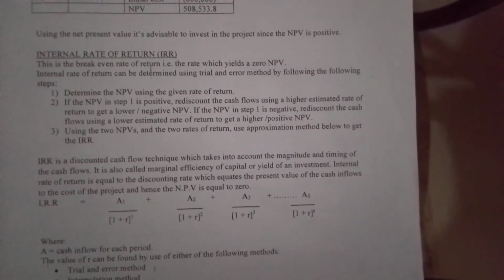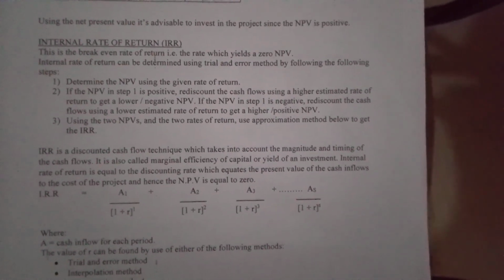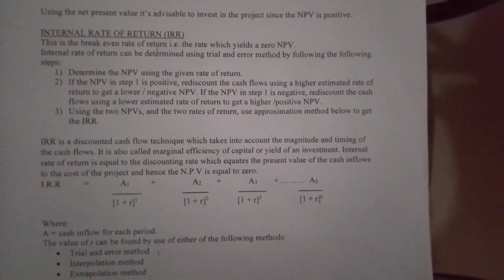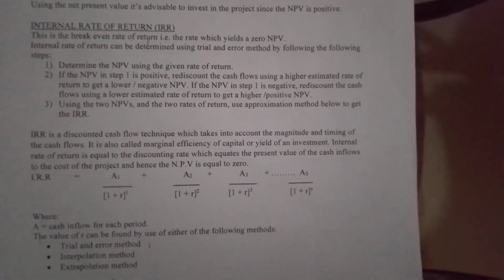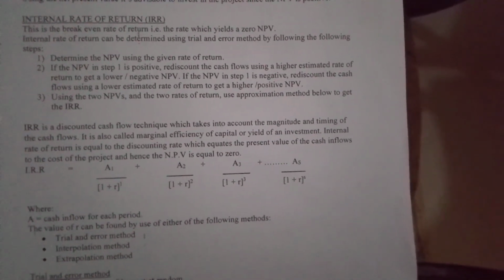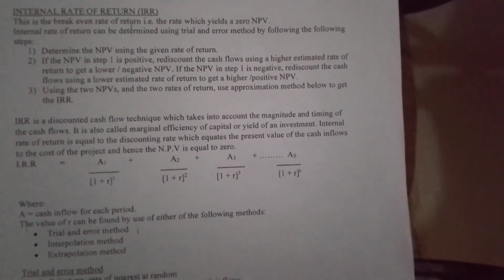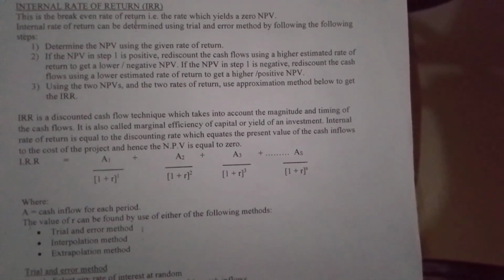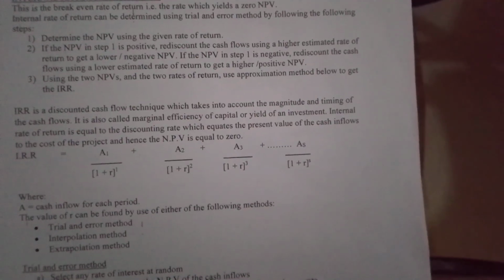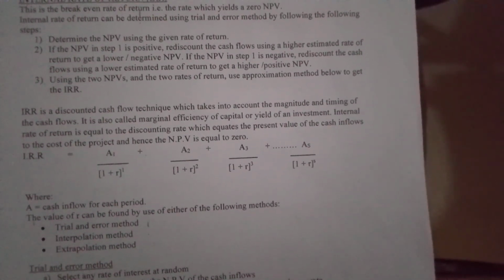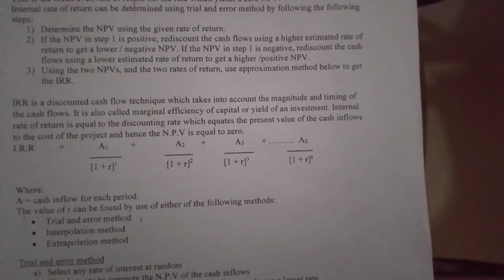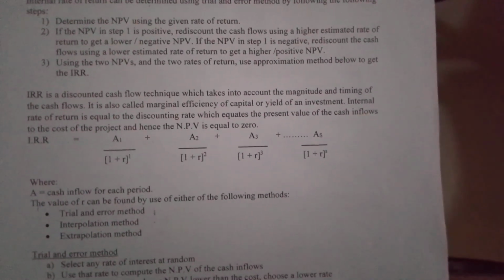Now, to calculate the internal rate of return, we've given some steps there. Step number one, you'll be using the interpolation method or the trial and error method. So step number one, determine the net present value using the given rate of return. Sometimes you can be given a rate of return like 10%. So just use the 10% which has been given to calculate the net present value.